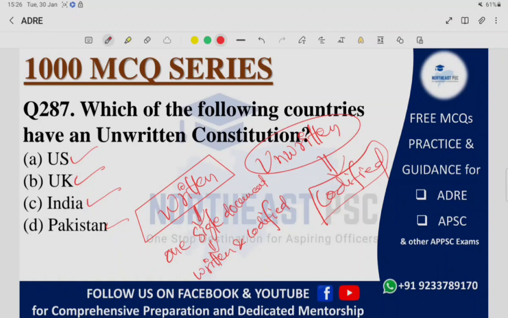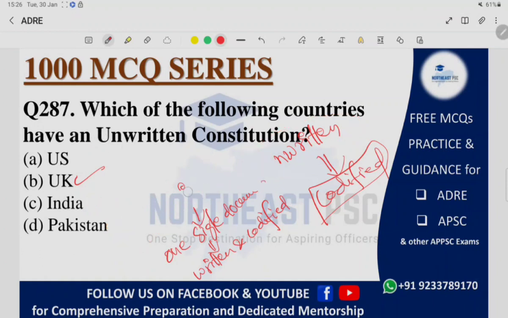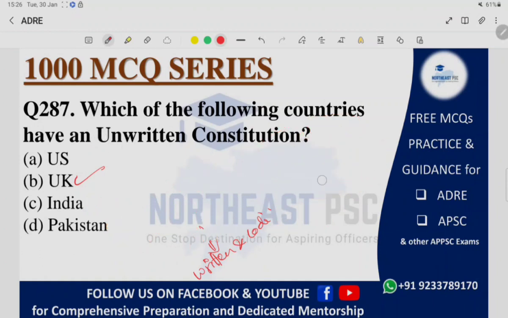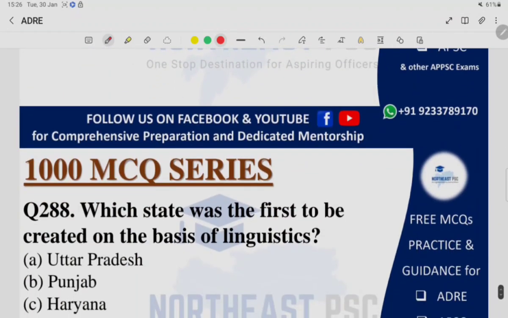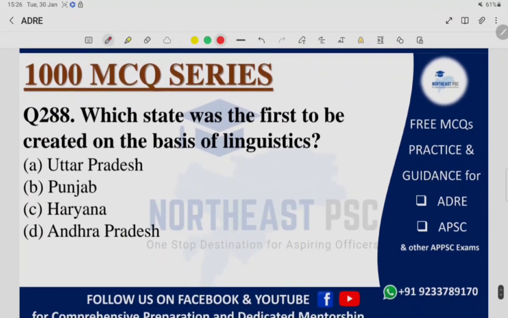So in the US, if you go, you will see a constitution that is a thin document. It is the United Kingdom which does not have any written constitution. I hope it is understandable. B would be the correct answer. Moving to question number 8.